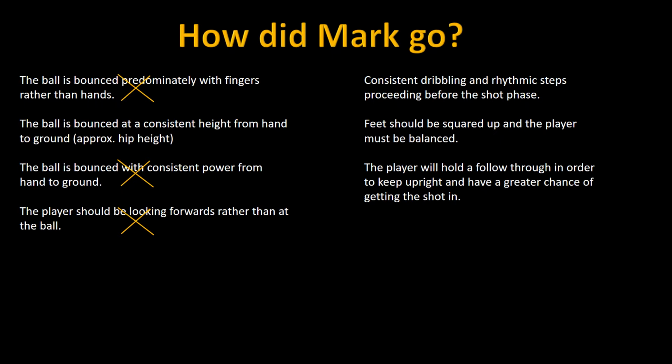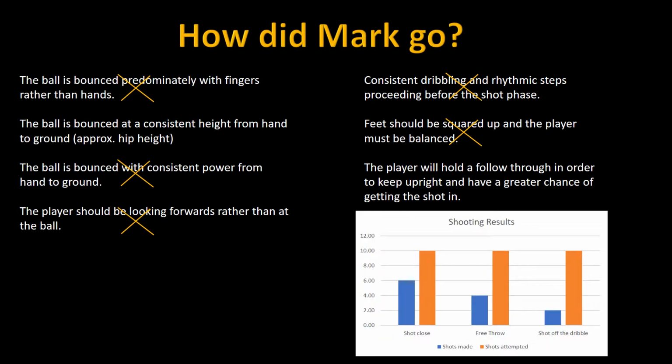In the shot off dribble, we see that there was no consistent dribbling, as well as he wasn't squared up or balanced before his shot. However, he did follow through and keep an upright stance, and thus has a greater chance of getting a shot in, which is a positive outcome from his prior skill in netball. Here are his results from his 30 shots before the program.